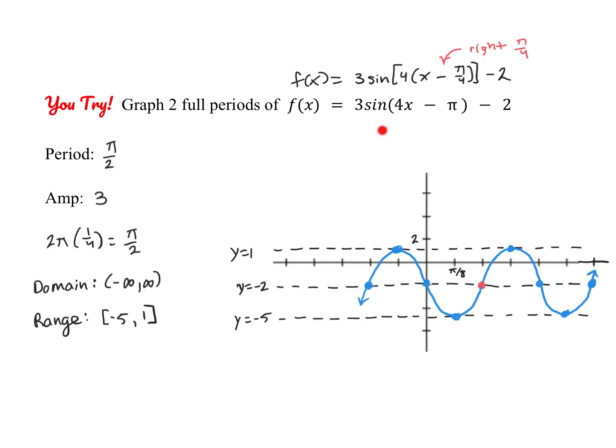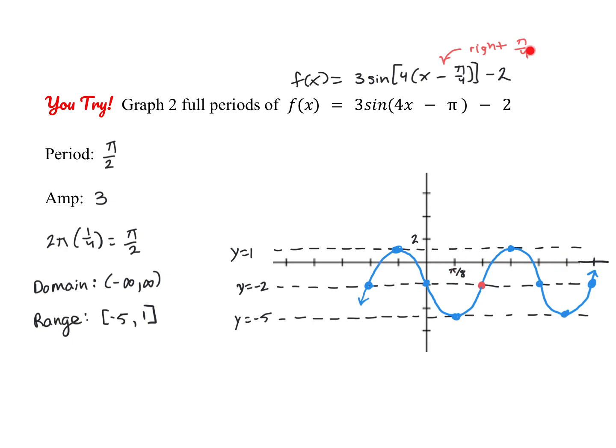All right, go ahead and check your work here. So notice that the first thing I did was I factored out the 4. So it's 4 times x minus pi over 4. So you can see that we have a horizontal shrink by 1/4. So take your original period, multiply it by 1/4, and so the period is pi over 2. So you can see I scaled my x-axis by pi over 8.